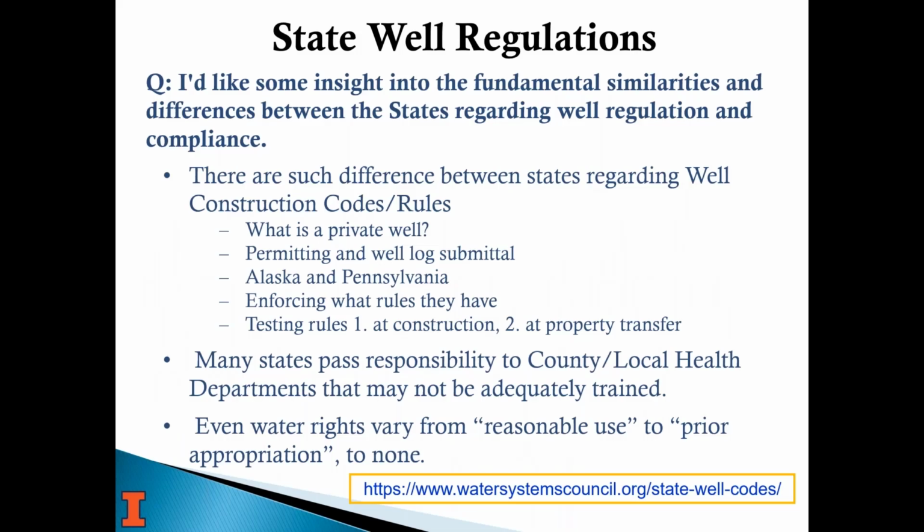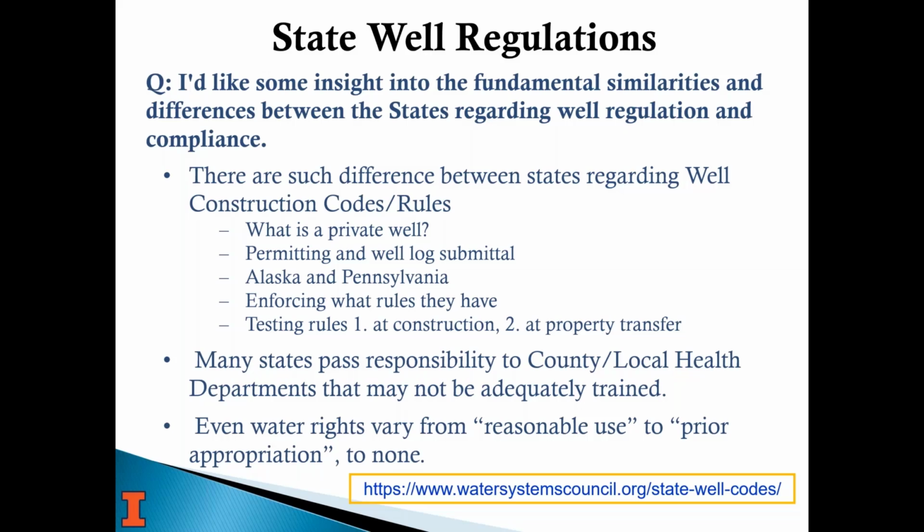I'd like some insight into the fundamental similarities and differences between states regarding well regulation and compliance. There's a ton of differences between states. What's a private well? In Illinois, it's any well that serves less than 15 homes or 25 people, which is the rule for a public water supply. In Washington State, it's only a well that serves one home. If 2 homes are on a well, they consider that a special type of public water supply. So, that's how much variance there is.